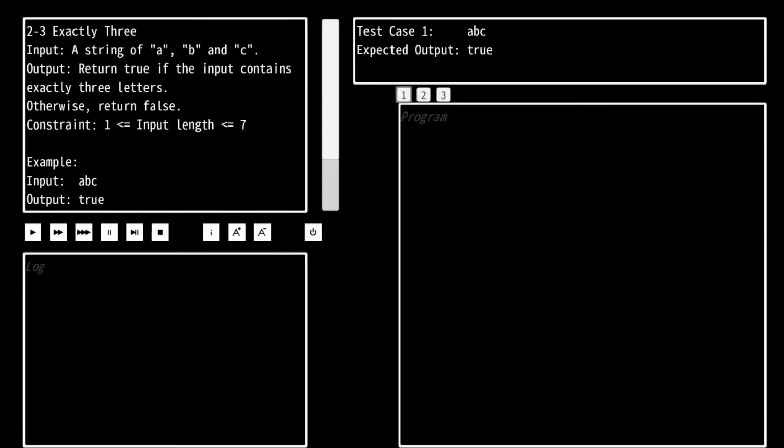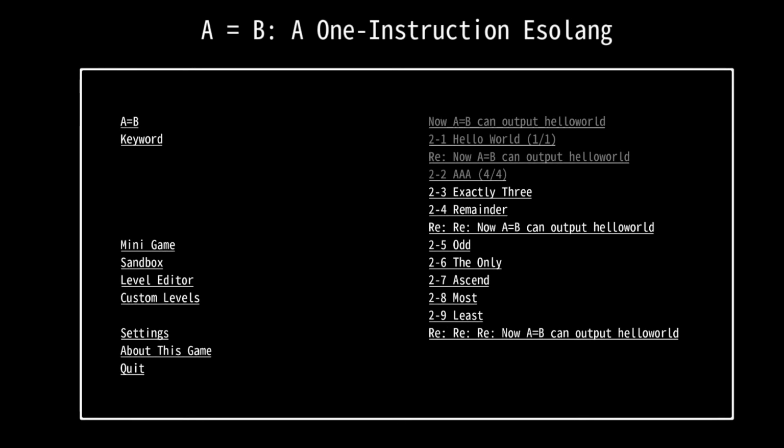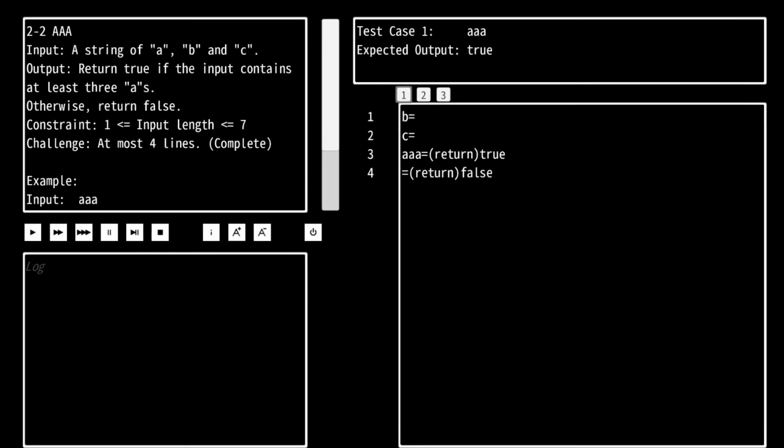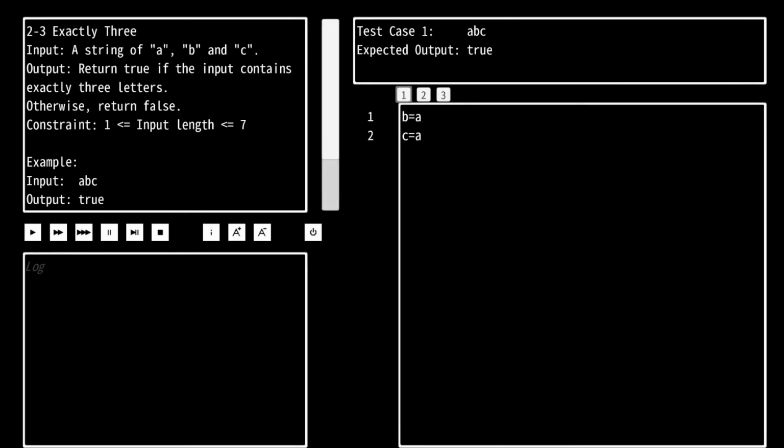String of A, B, and C. Return true if the input contains exactly 3 letters. So exactly 3. First thing to do is just convert everything to A, right? It's easier to simplify if everything is just A. Oh wait, actually I want to check something. I missed 4 lines. Yeah, I did the challenges. Nice.